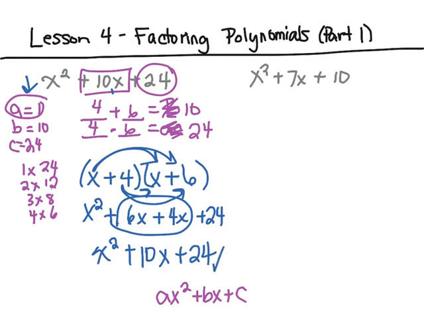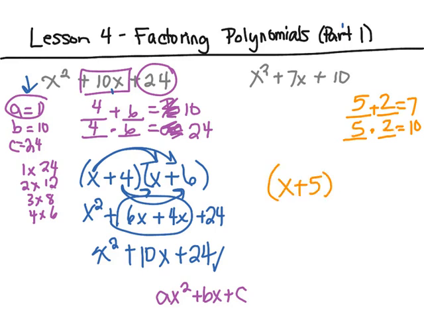So this one works. For the next one, we have blank plus blank equals 7, blank times blank equals 10. So it's going to be 5 times 2. So we'll simplify to x plus 5, x plus 2.